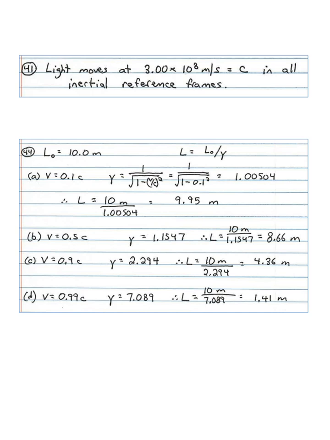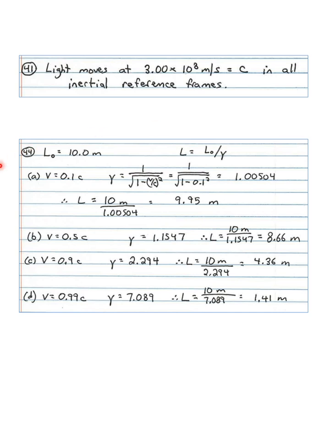Number 41, an electron is moving at 0.99 times the speed of light directly toward a light source. In the electron's reference frame, how fast is the light approaching? There's no math needed here. Light moves at 3 times 10 to the 8th meters per second in all inertial reference frames. So in the electron's reference frame, it's moving at the speed of light.